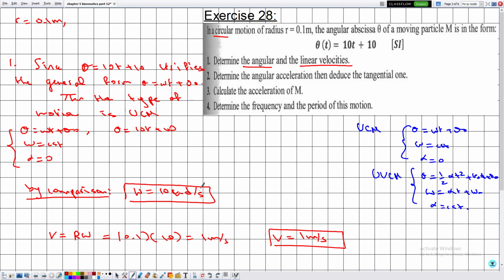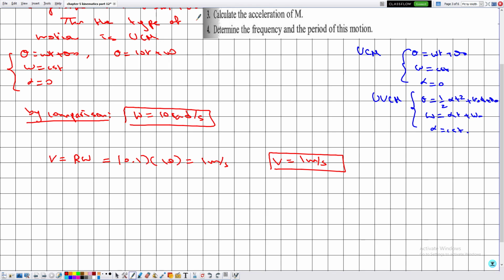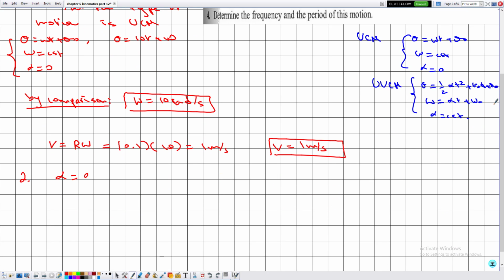Now in number 2, let me say that omega is equal to 10 radians per second and v is equal to 1 meter per second. They are telling me to determine the angular acceleration. In this case the angular acceleration is 0, and then deduce the tangential one. We know that the angular acceleration and the tangential acceleration are related via the following formula: At is equal to r alpha, so it's r multiplied by 0, which is equal to 0. So At is equal to 0.